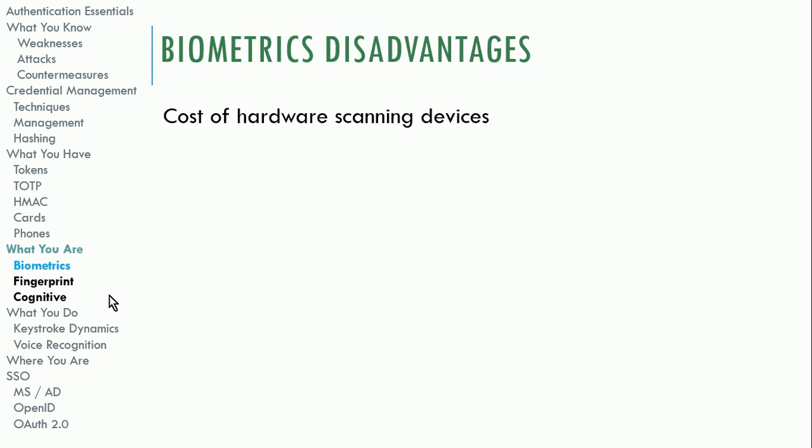Biometric disadvantages: number one is the cost of the hardware scanning devices. Biometrics sounds great on paper because it's so secure you can't fake it. You can't fake a handprint, you can't fake a fingerprint. I mean, you can, but it's so much more difficult to do that. So it's definitely a good way to authenticate, but all of that equipment costs money. So there's definitely a cost there. They're also not foolproof either.